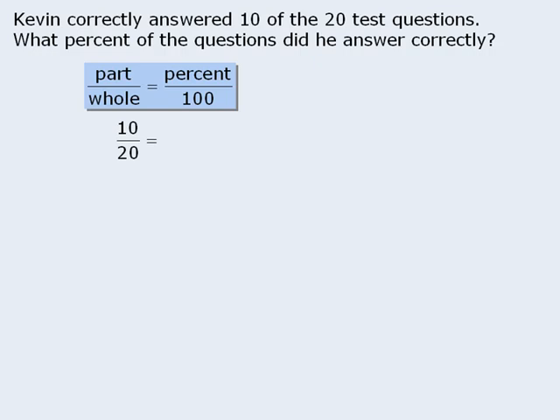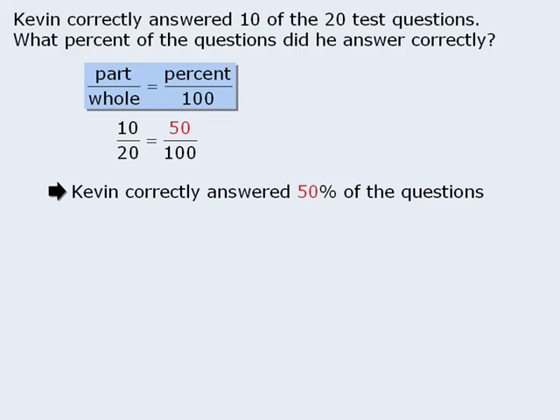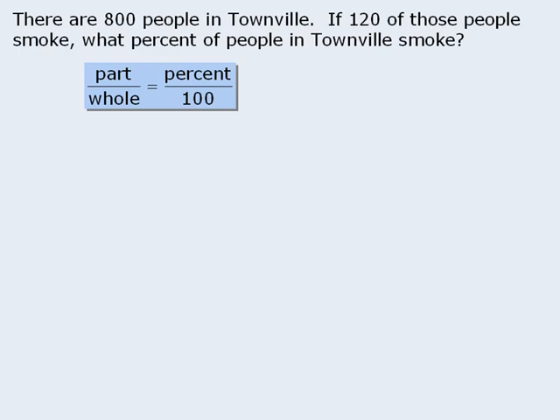One way to do this is to find an equivalent fraction where the denominator is 100. If we can do this, then the numerator will be the percentage. Well, since 50 over 100 is equal to 10 over 20, we can say that Kevin correctly answered 50% of the questions. Alright, now let's apply this rule to the original question.